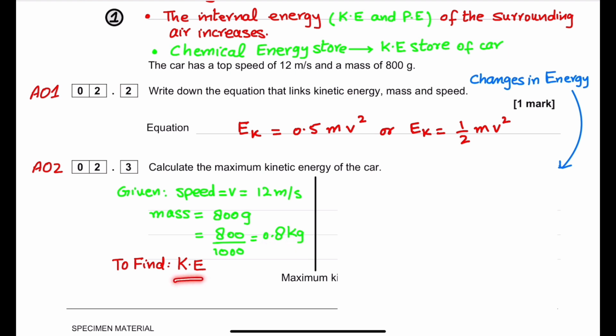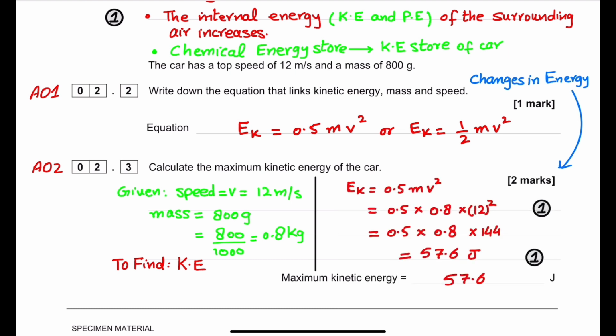We need to find the kinetic energy. We will use the above equation, Ek is equal to 0.5 mv squared, and we can find the kinetic energy of the car. Let's see the model answer. We have the equation kinetic energy is equal to 0.5 mv squared. The mass is given as 0.8 kilogram. We're going to substitute here. The velocity is given. We're going to substitute here, and we need to square it. And we will get the answer by using the calculator. Kinetic energy is equal to 57.6 joules. And the mark distribution is given here.